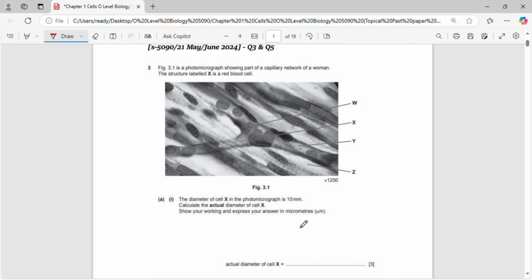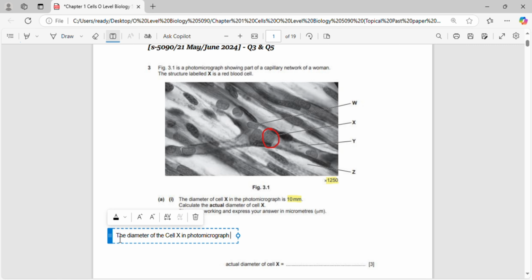Here's a photomicrograph showing part of a capillary network in a woman. In the image, we see a structure labeled X, which is a red blood cell. It's clearly marked for us, so no confusion there. Now, we're given some key information. The diameter of the red blood cell, the one labeled X, is 10 millimeters in the image, and the magnification of the image is 1250 times.